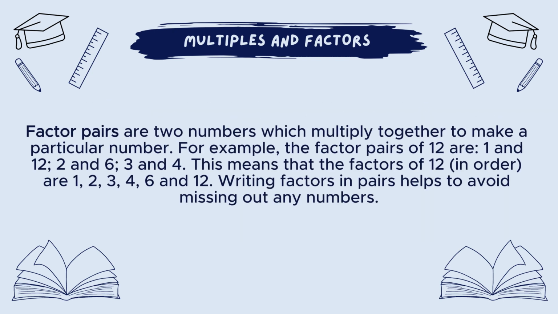Factor pairs are two numbers which multiply together to make a particular number. For example, the factor pairs of 12 are 1 and 12, 2 and 6, 3 and 4. This means that the factors of 12 in order are 1, 2, 3, 4, 6 and 12. Writing factors in pairs helps to avoid missing out any numbers.